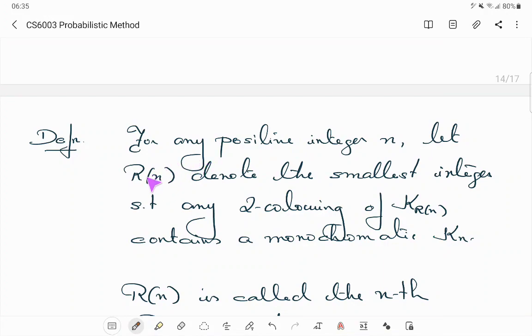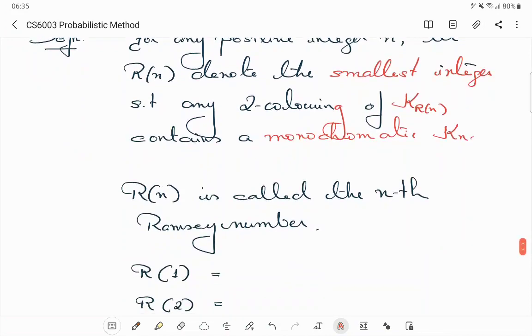What does capital R(n) denote? It denotes the smallest integer such that any two coloring of the complete graph on R(n) vertices contains a monochromatic copy of K_n. So this R(n), in honor of Ramsey, is called the Ramsey number. There are other variants of Ramsey number, but this is the standard Ramsey number. This R(n) is the nth Ramsey number.